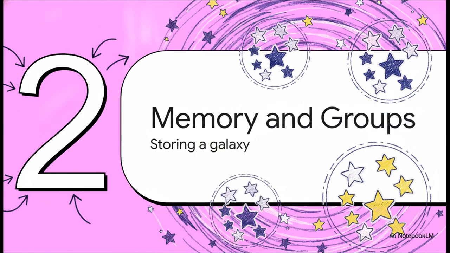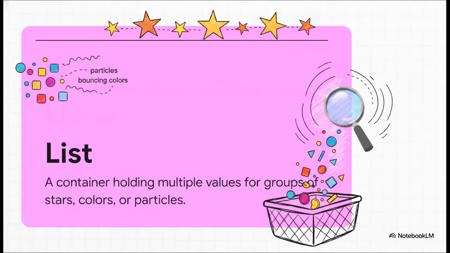Moving right along to Section 2, Memory and Groups, how we go about storing a galaxy. Now that we have those awesome single memories set up with variables, how do we store a whole galaxy of items? Well, that brings us to lists. A list is essentially a container holding multiple values. And honestly, this is exactly the tool you're going to reach for when handling particles, bouncing colors, or absolutely anything that moves in a group across your screen.